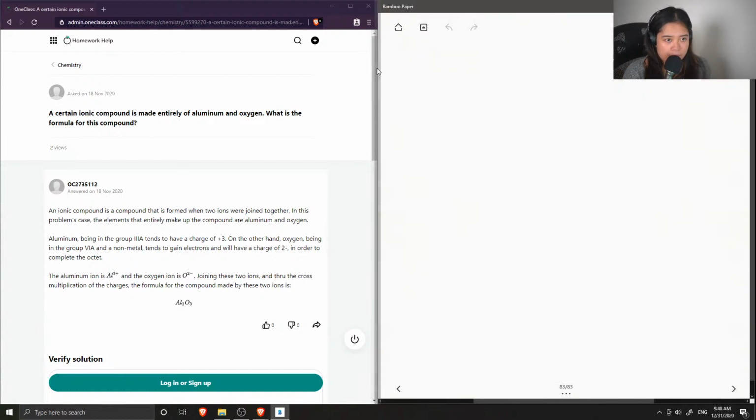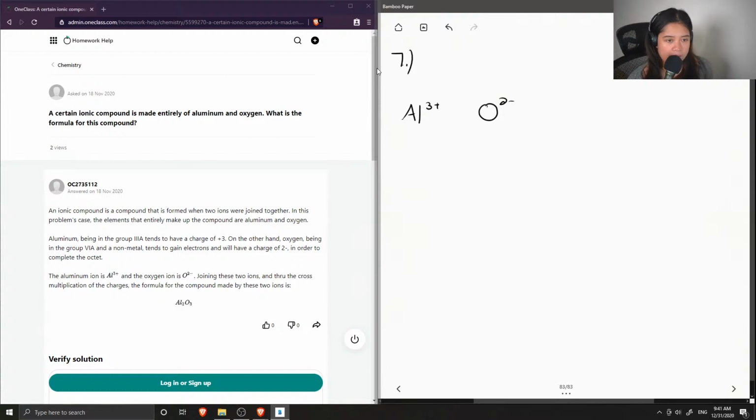Okay, so question number 7. A certain ionic compound is made entirely of aluminum and oxygen. What is the formula for this compound? So aluminum is a group 3 metal, and its ion therefore has a 3+ charge. In the case of oxygen, it tends to have a 2- charge. Since it has 6 valence electrons, it usually wants to accept 2 more electrons to have a 2- charge and a full valence shell.